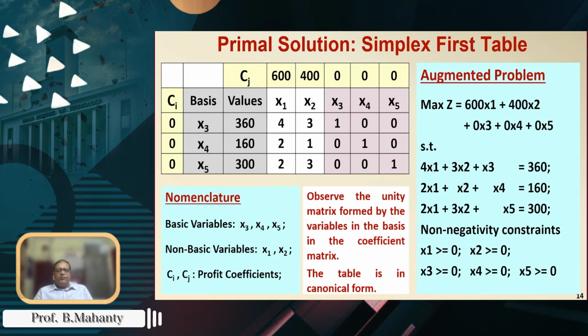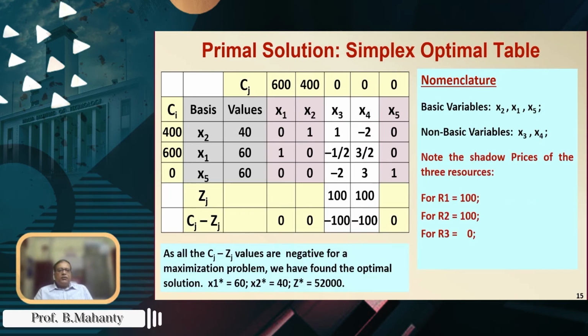x3, x4, x5 would be the basis in the first table, and the values will be 360, 160, and 300. x3, x4, x5 would form a unity matrix, and the x1, x2 coefficients would be written. All right. So then we compute the Cj minus Zj for x1 and x2.